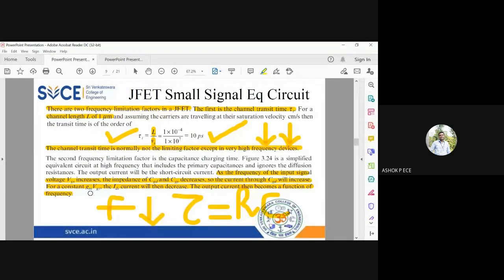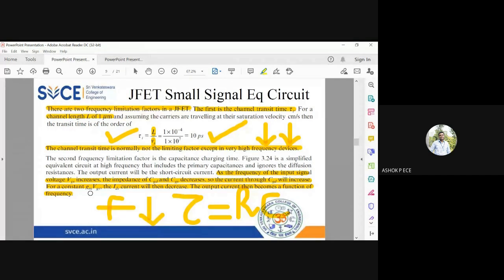So two frequency limitations of the JFET we have seen here, which limit the device from operating at higher frequency. One is the channel transit time, which is the time taken by the majority carriers traveling at maximum velocity, called the saturation velocity, to cross the conduction channel of length capital L. That channel transit time has to be as small as possible for high frequency operation.